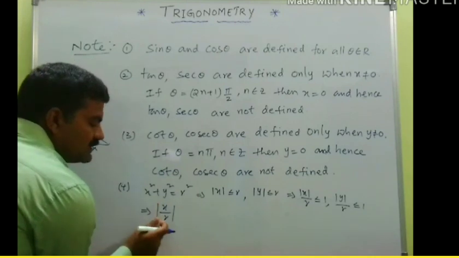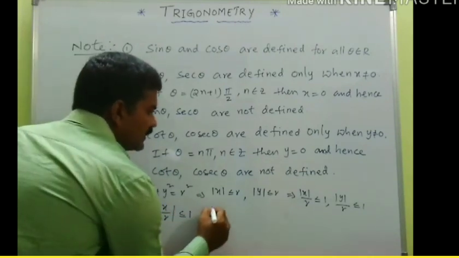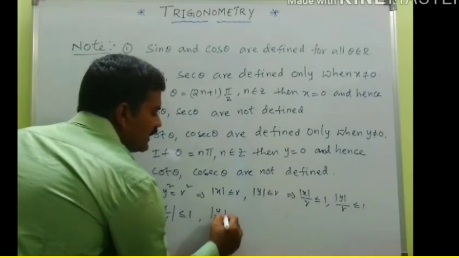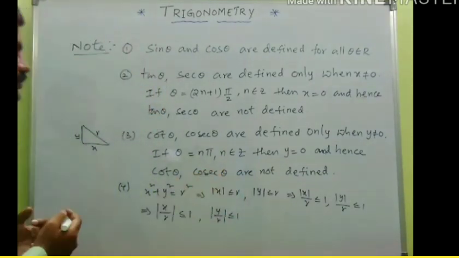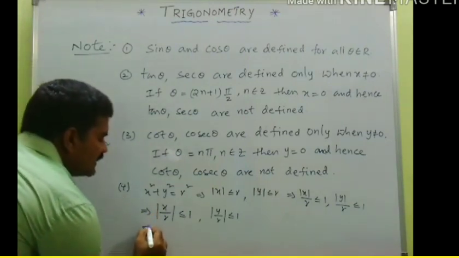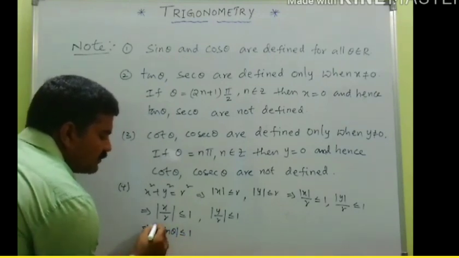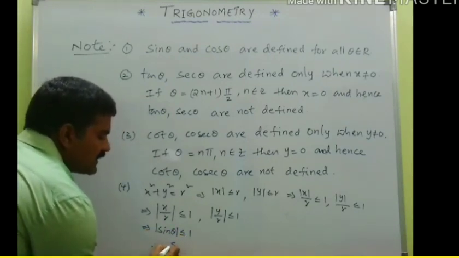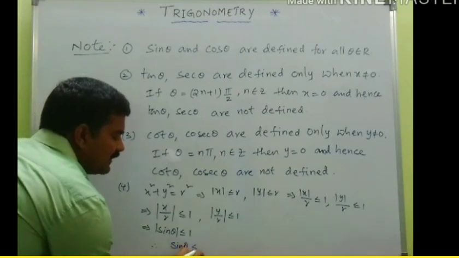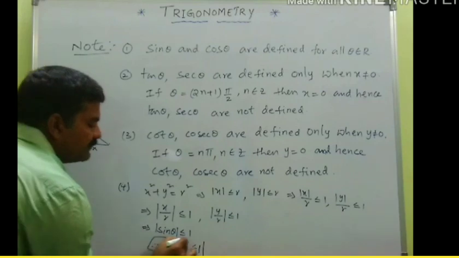Modulus of x by r, that is, |x/r| is less than or equal to 1, comma, modulus of y by r is also less than or equal to 1. What is x by r? What we considered as x by r is nothing but sin theta. Sin theta is less than or equal to 1, of course with modulus. Therefore, sin theta lies between -1 to 1. This point is very, very important.